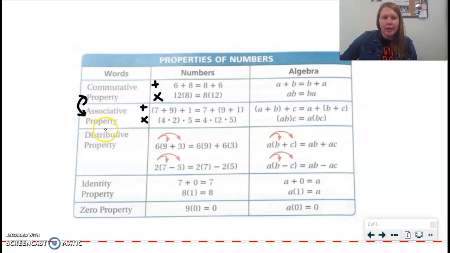So we are going to take a look at some of these properties within some equations and determine if they are equal to each other. We're going to get an equation that has something on one side and something on the right side, and we have to decide, are they equivalent, by using those properties.